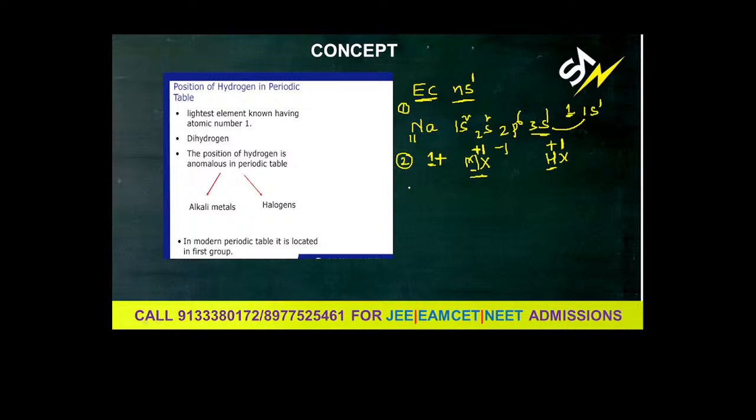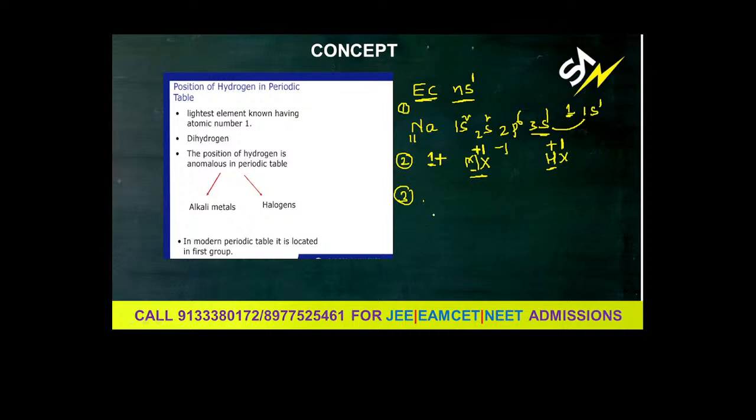Now, next, the affinity of the alkali metals. What is the affinity of the alkali metals? Alkali metals have affinity towards halogens, because what are the most electropositive elements in the periodic table? In the periodic table, the most electropositive elements are alkali metals. So alkali metals have affinity towards halogens. Halogens are the most electronegative elements in the periodic table.